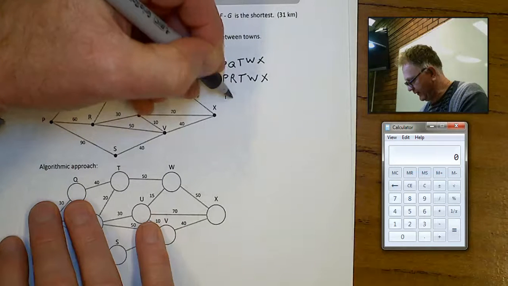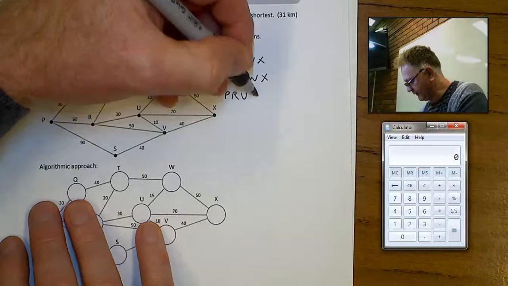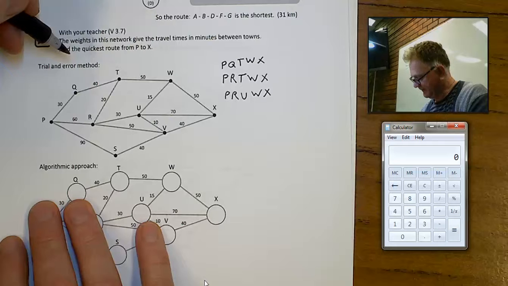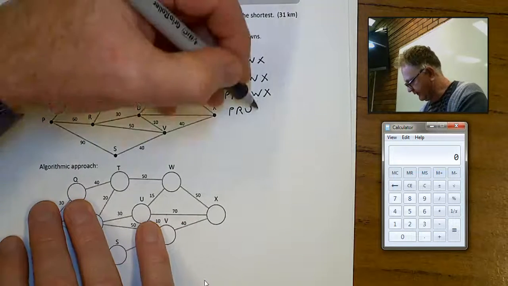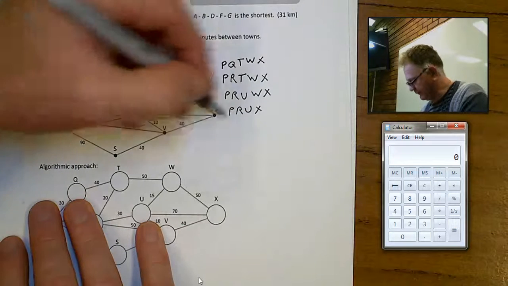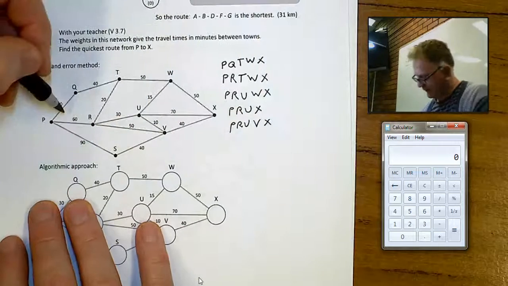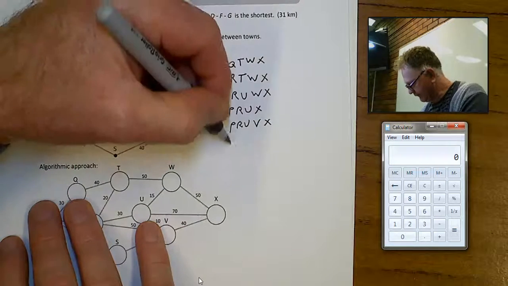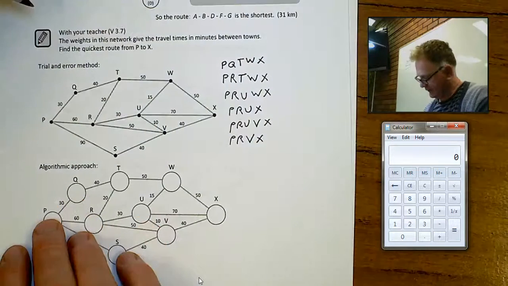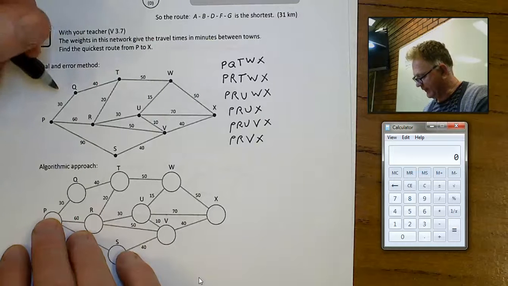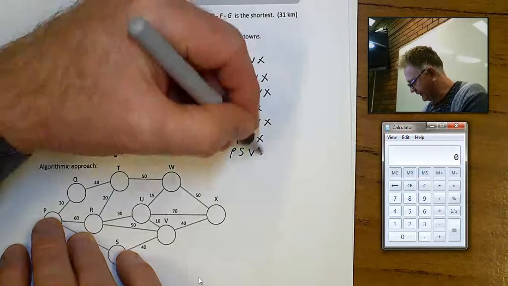Or I could go P, R to U, faced with a decision, W and X, or PRU straight to X, or PRU to V and X, or PR and I could go straight to V to X. I think that's just about done for PR, and so the only other one is PS, V to X.